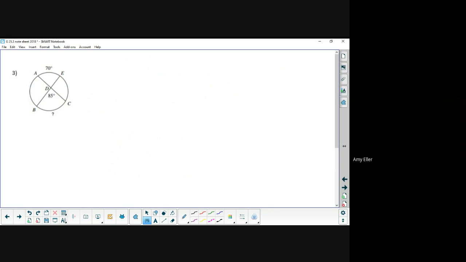However, look here. This is a straight line. Doesn't have to be a diameter. Any straight line is 180 degrees. So if I have 85 already, I can find angle D an easier way. 180 degrees minus 85 will give me angle D. You might have to do that at some point in the notes somewhere. But don't forget, a straight line is 180. If you have one of the angles, subtract it and you've got the other. Go ahead and try number 4.